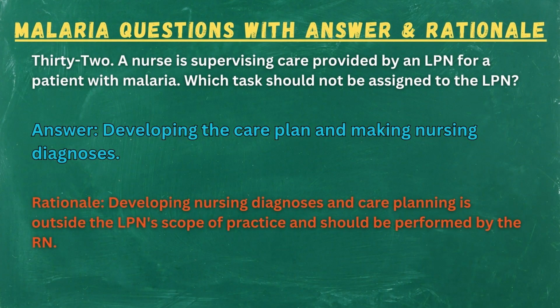32. A nurse is supervising care provided by an LPN for a patient with malaria. Which task should not be assigned to the LPN? Answer: Developing the care plan and making nursing diagnoses. Rationale: Developing nursing diagnoses and care planning is outside the LPN's scope of practice and should be performed by the RN.